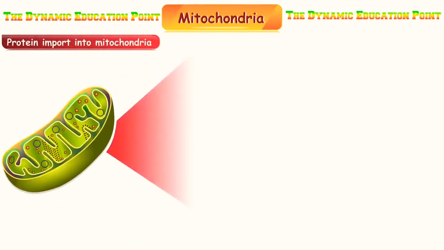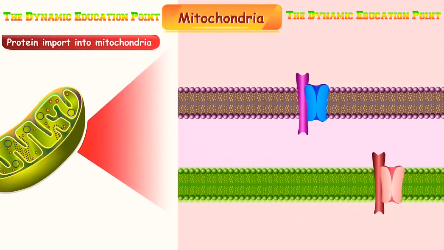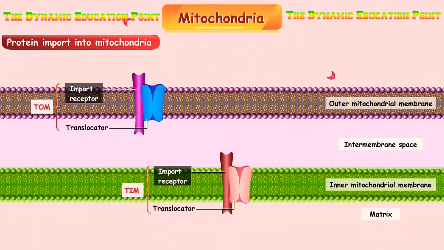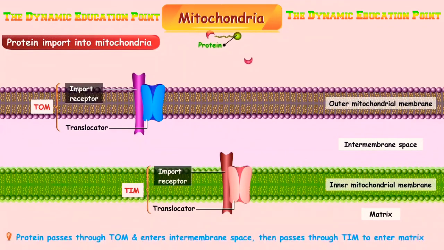But you may ask, how is protein imported into the mitochondria? Well, there are 2 ways. There is TOM, translocase of the outer membrane, and TIM, translocase of the inner membrane. Both are import receptors and translocators. Protein passes through TOM and enters intermembrane space, then passes through TIM to enter the matrix.